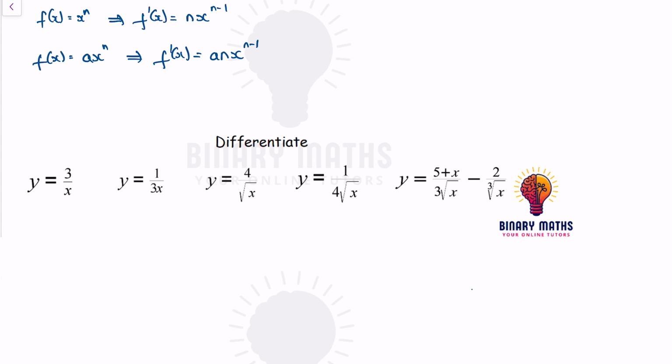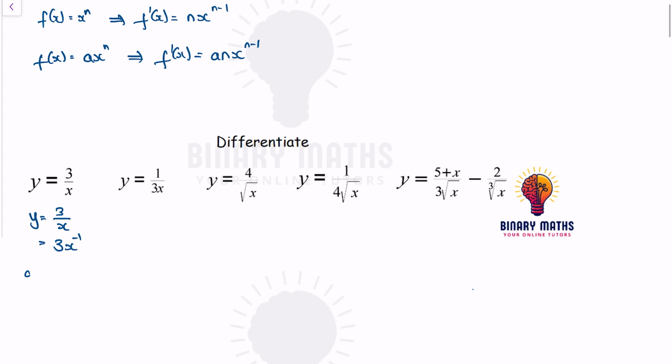So for the first question, I have to write the question in index form. So 3 over x is the same thing as 3x to the power of minus 1, because x is in the denominator and x is obviously x to the power of 1. So now if I differentiate with respect to x, we write dy dx. Remember, the power drops down, and then decrease the power by 1, so it becomes minus 2. So it's the same thing as minus 3x to the power of minus 2. If you want to rewrite that in fractional form, it's the same thing as minus 3 over x squared. Okay, so that would be the first one.